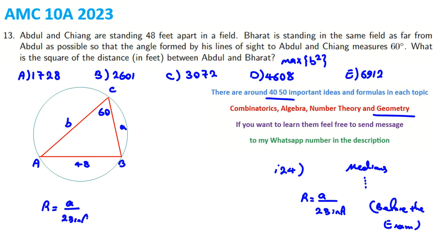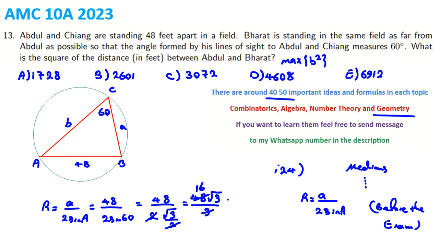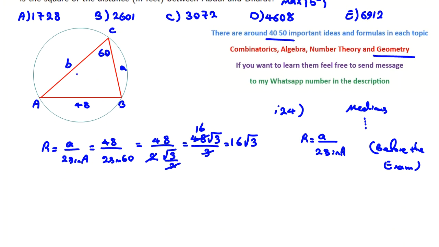A is what? A is 48. And here it's 2 sine 60. So it's not important at what point of this arc C is. R is constant. It's 48 over 2 times root 3 over 2. So we can write it like this. We can rationalize: 48 root 3 over 3, which will be 16 root 3. Now, we want to find maximum B.